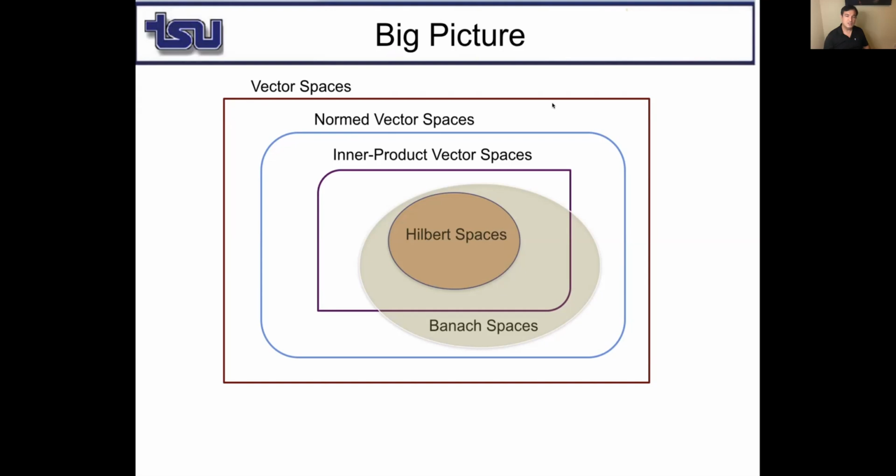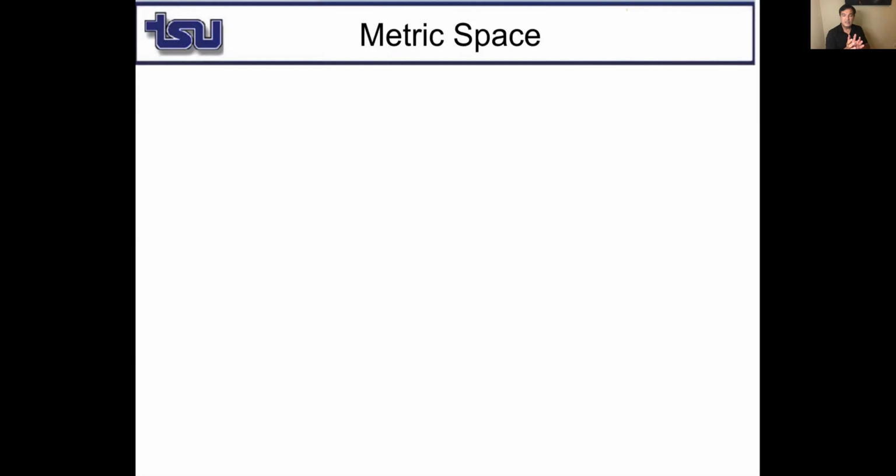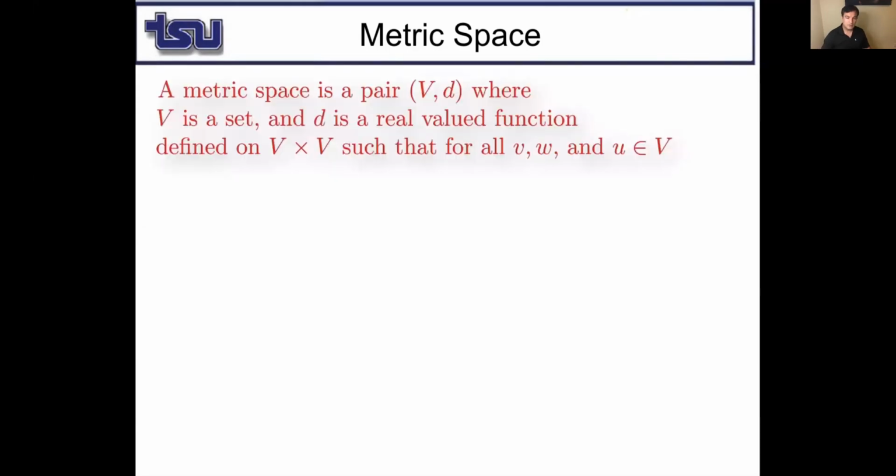Okay, so now let's go to metric spaces. So let's back up a little bit and talk about the concepts. The inner product, it was what? A measure of angles. And then we had norm vector spaces. That was a measure of what? Length. Now we are going to talk about metric spaces.